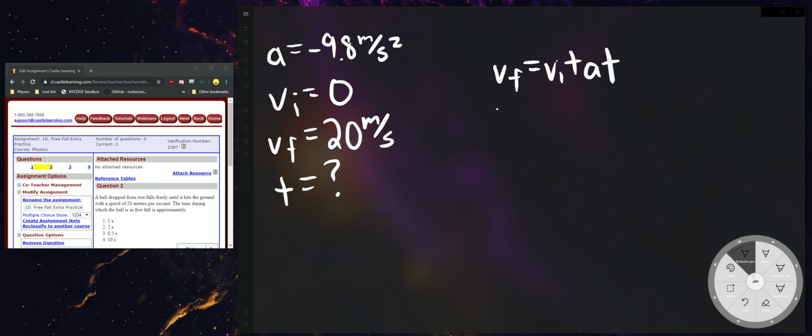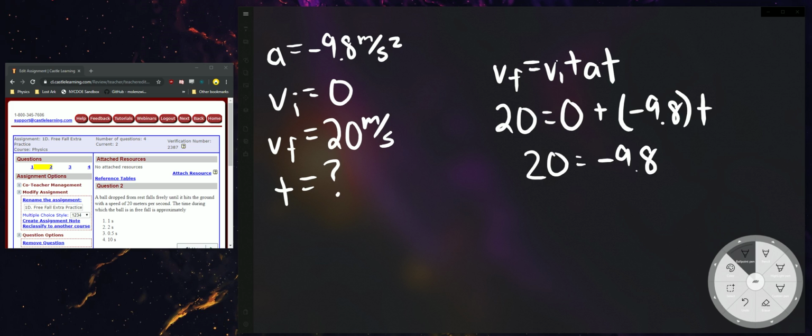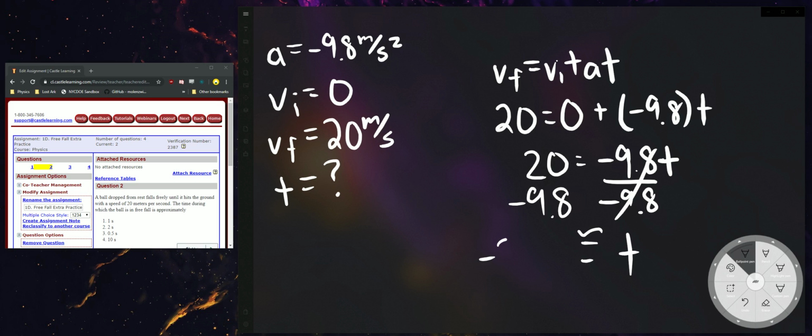You use this: 20 equals 0 plus negative 9.8 t, divided by negative 9.8, and you're gonna get somewhere around negative 2 seconds. Did I do something wrong? Oh yes, I did do something wrong because I forgot to put that your final velocity is negative 20. So we do get a positive 2 seconds. It all works out. So we do get number 2. So the answer is number 2.